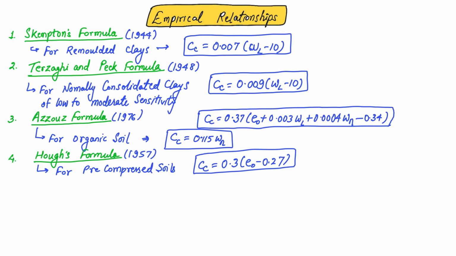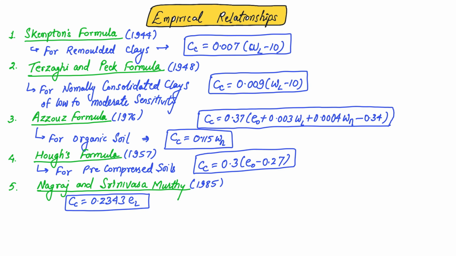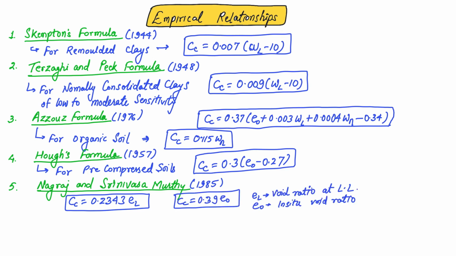Apart from this, another formula that was given in 1985 by Nagaraj and Srinivasa Murthy was to relate the value of Cc with the void ratio. Cc is given as 0.2343 into eL, where eL is the void ratio at liquid limit, whereas Cc is also related with the in situ void ratio as 0.39 into e naught.